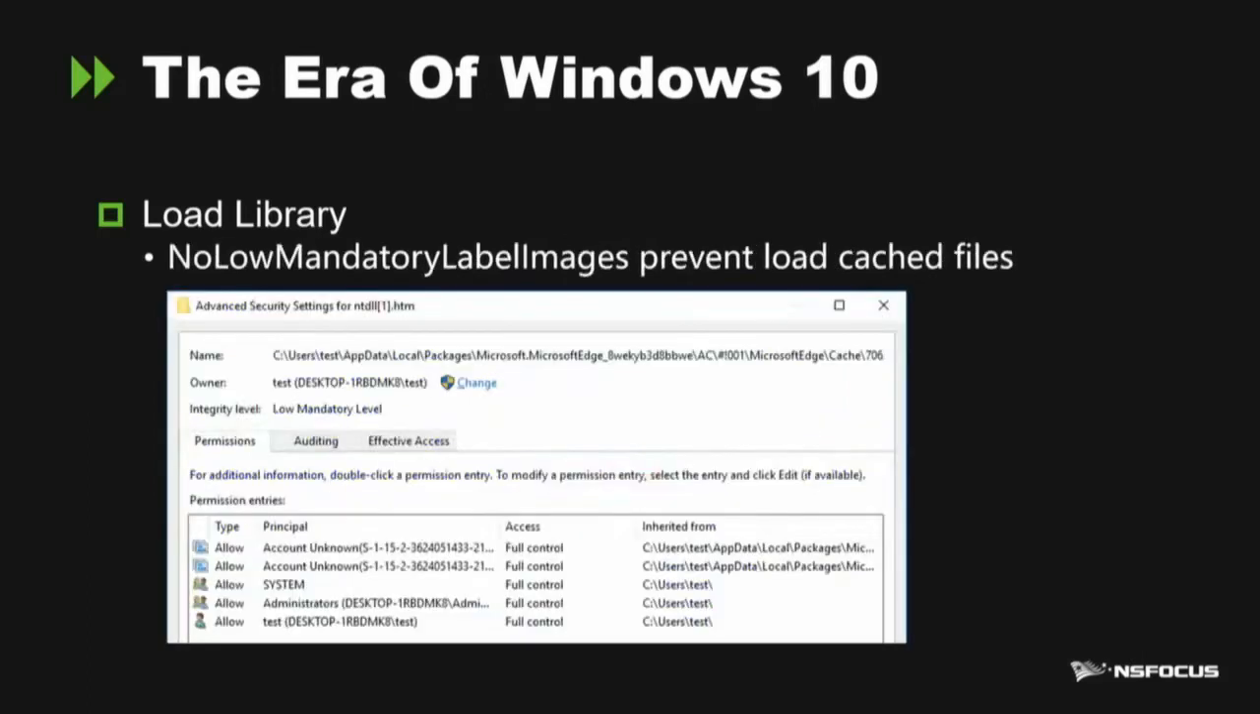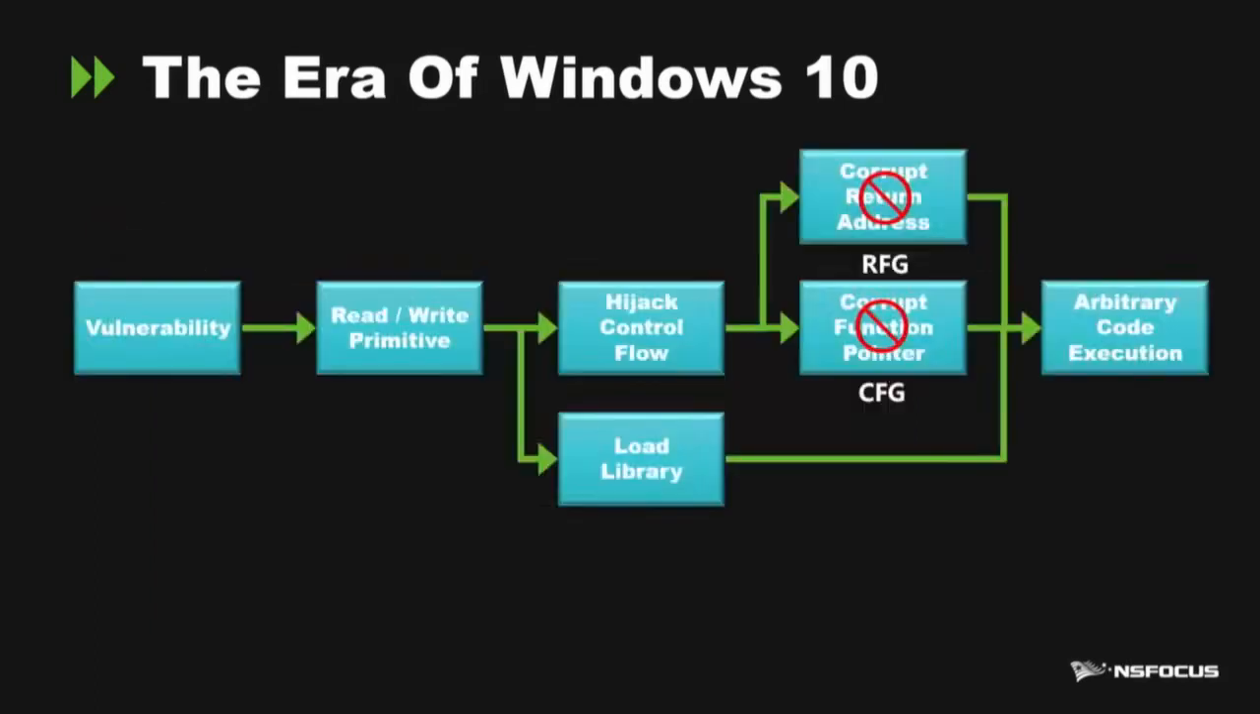So finally, the no low mandatory label image policy will prevent the loader from loading cached files, because all files written by the browser will be marked as low level, so they can't be loaded. With all these mitigations, the load library technique will be blocked.